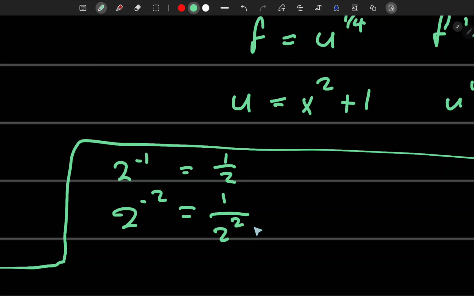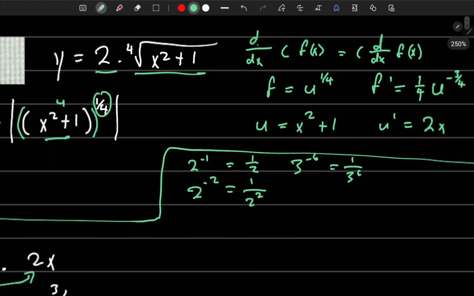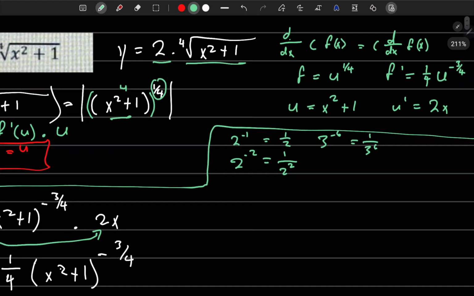Only the negative makes it the fraction. So this is not over negative 2, this is 2. The power remains the same. The power stays with that, but the negative has to go. The negative makes this a fraction and the power remains. So 3 to the negative 6 is equal to 1 over 3 to the 6. Do you get what I'm trying to say? So with that being said, let's go back here to our problem.